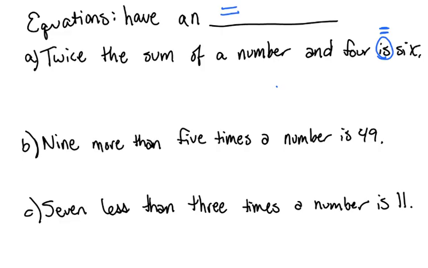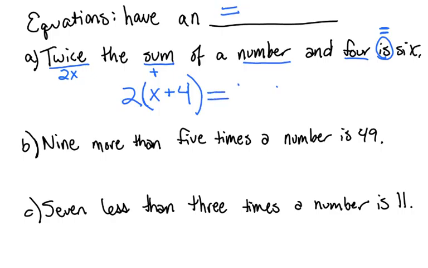So I'm going to have twice. Twice means 2 times. The sum, that means the answer to an addition problem. And we're going to be adding a number and 4. It's the sum of a number and 4. So here's a number and 4. That's the sum. I want twice the sum though, so I'm going to have a 2 out here. Twice the sum of a number and 4 is 6.